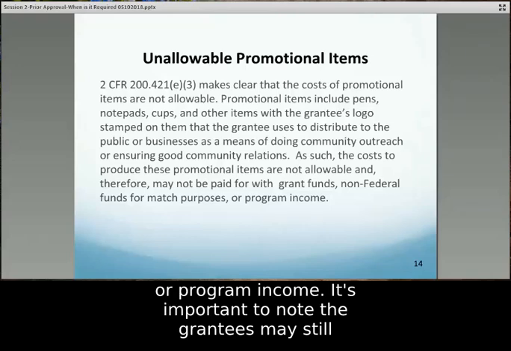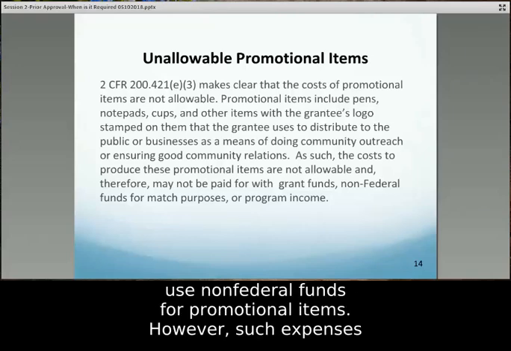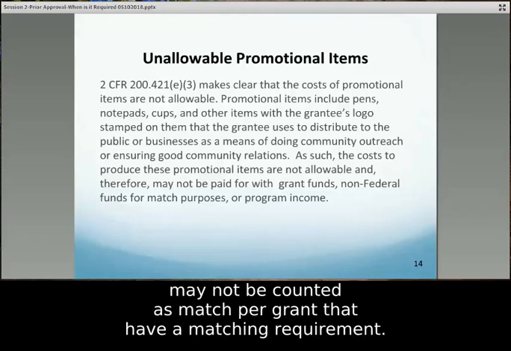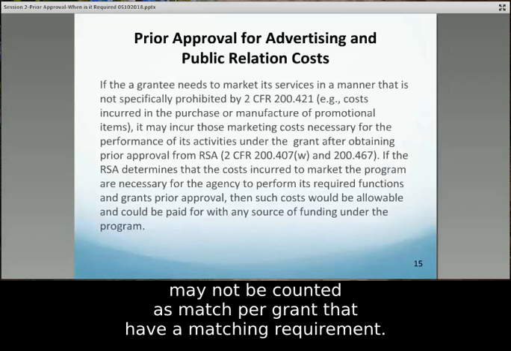It's important to note that grantees may still use non-federal funds for promotional items. However, such expenses may not be counted as match for grants that have a matching requirement.